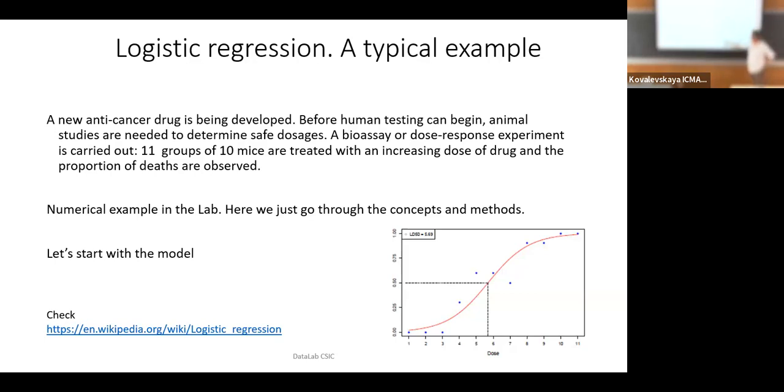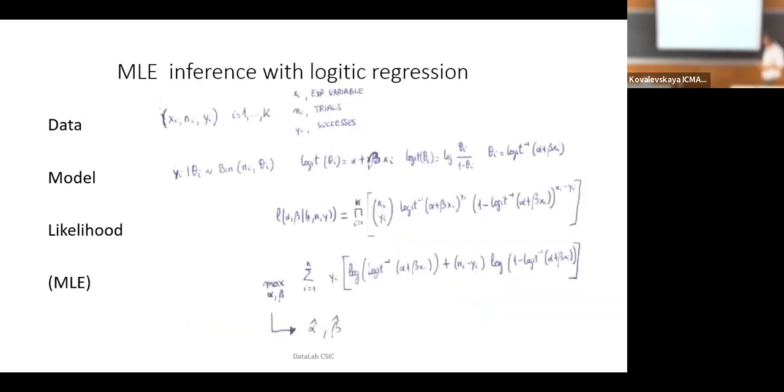So you can see this, and we can imagine this logistic curve, and we want to come up with the parameters of this curve, for example, to find out what is called the LD50. LD50 means the dose at which 50% of the mice die. This is quite important in this kind of study. Okay, this is done fully in the lab. We just explain the concepts and methods.